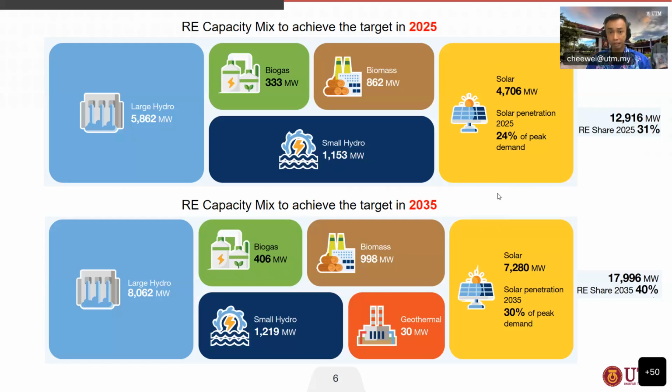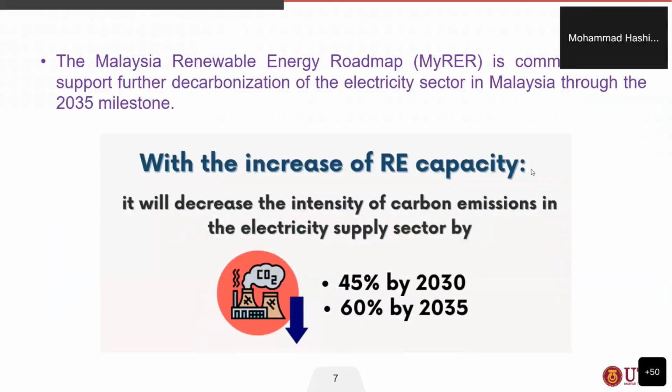So why do we want to increase the target of RE actually? Anyone knows? What are the benefits of having more RE? Reduce the emissions of CO2 and greenhouse gases. Exactly. So that is what the slide explains. In 2035, we should be able to expect a reduction of CO2 of up to 60%, yeah? 60% reduction in CO2.